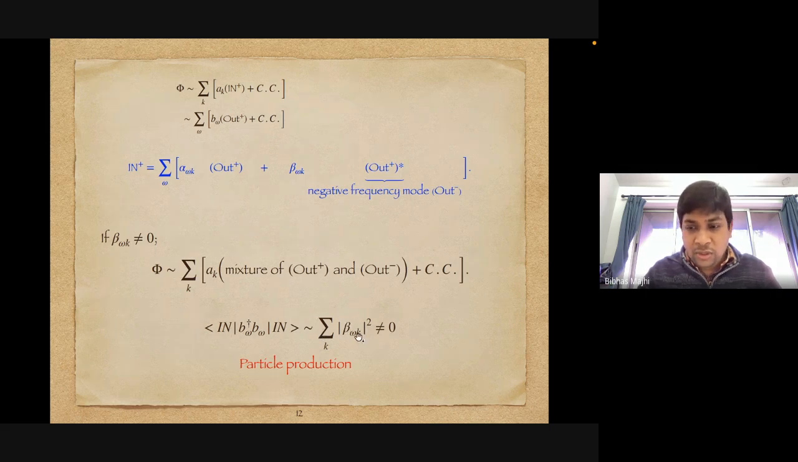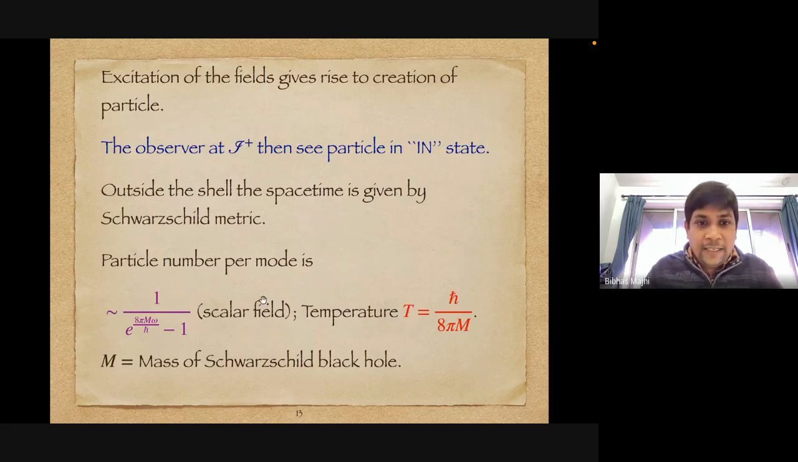And you must have a mixture of positive frequency and negative frequency modes to get beta not equal to zero. Since we have here the exponential redshift of the outgoing modes, there is always a positive and negative frequency mixture with respect to the other modes. So that's why we have here the particle production. And he calculated the particle production for this collapsing shell.